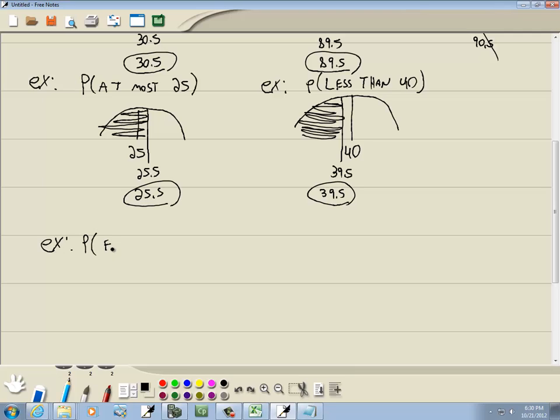Now there's one that's kind of an oddball case, and it's the exactly. If I look at exactly 20, here's 20, and our wording obviously includes 20, so our shading has to include 20. So here you have to both subtract 0.5 and add 0.5.